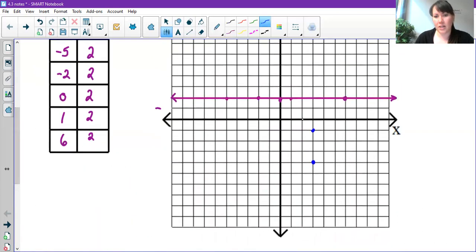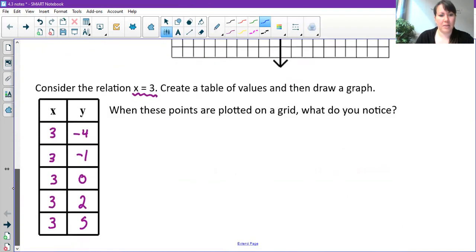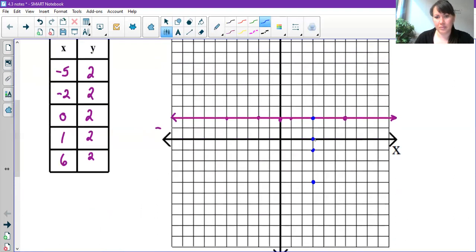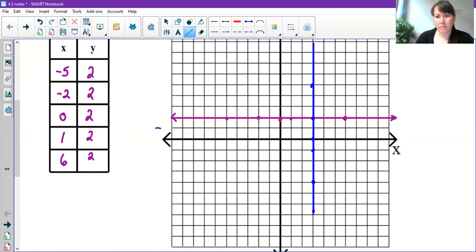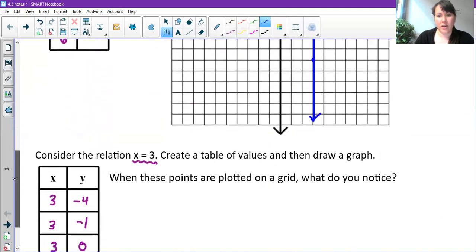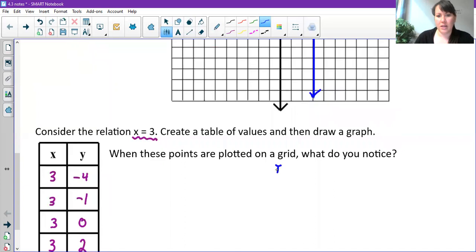So 3, 0, 1, 2, 3 on the x, 0 on the y, so we don't move up or down. And 3, 2. And my last one I chose was 3, 5. Right there. So now you're going to notice that these points are lining up on a vertical line. What I'm going to do is connect those, making sure I put arrows on the ends. And we should put a little note for ourselves down here about what we notice. It makes a vertical line.